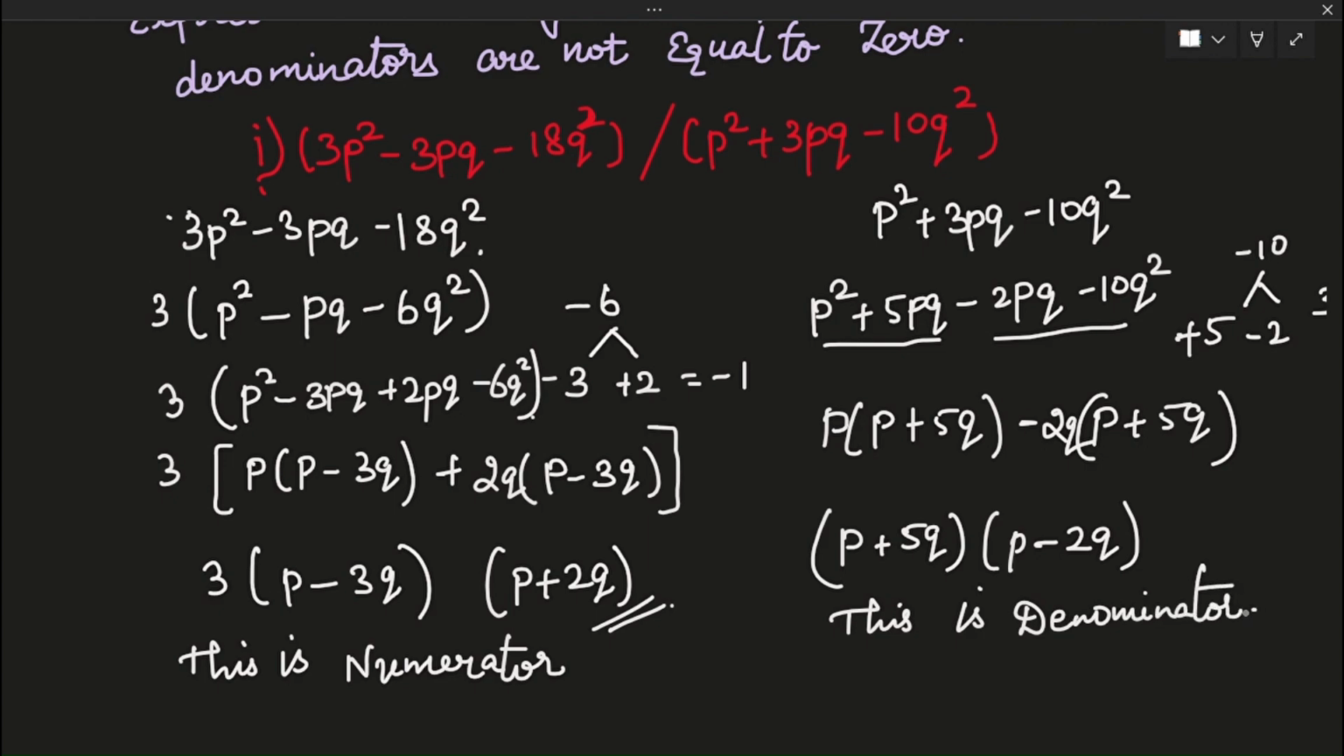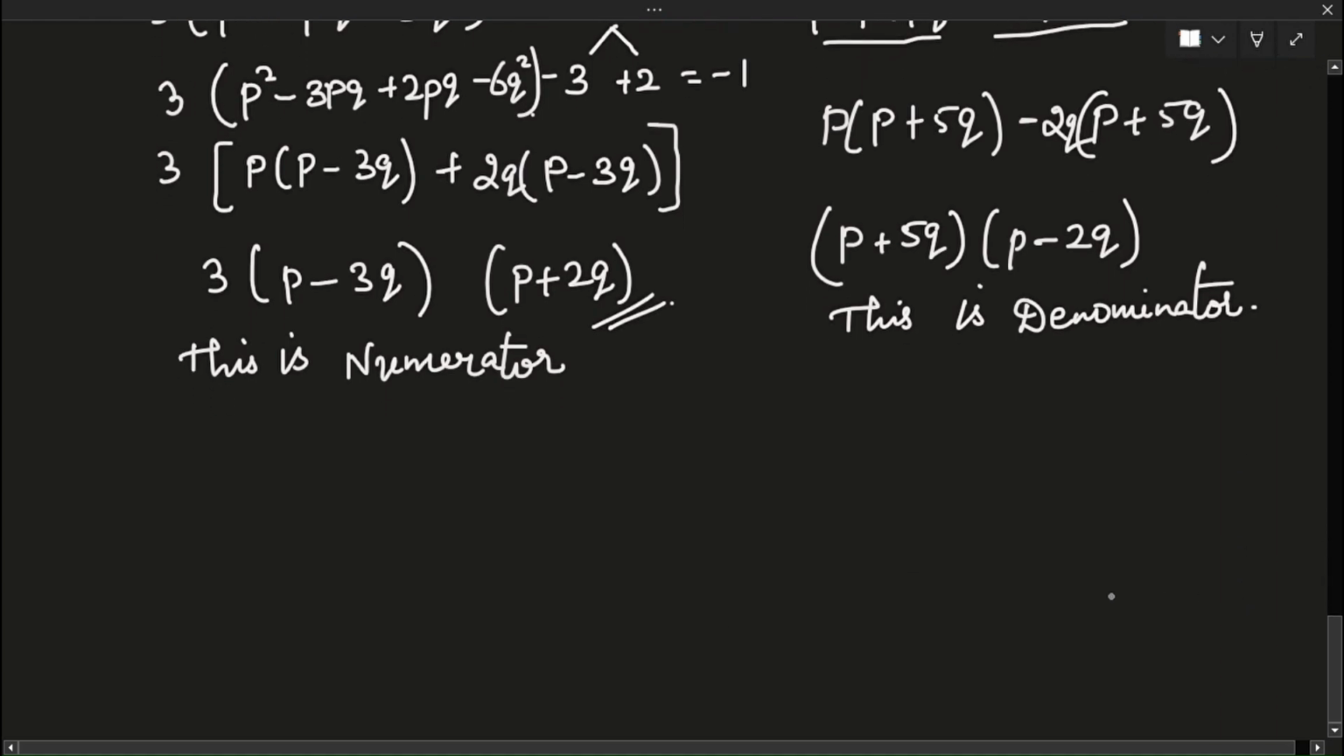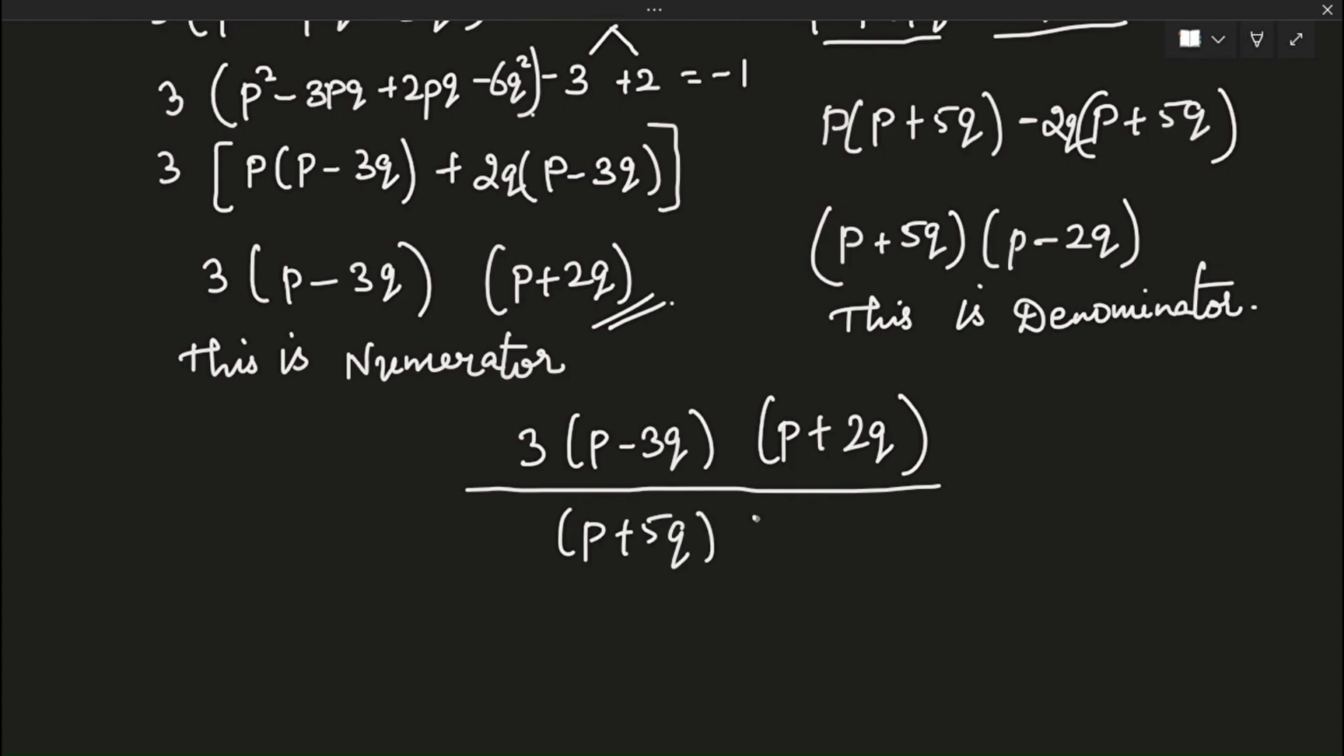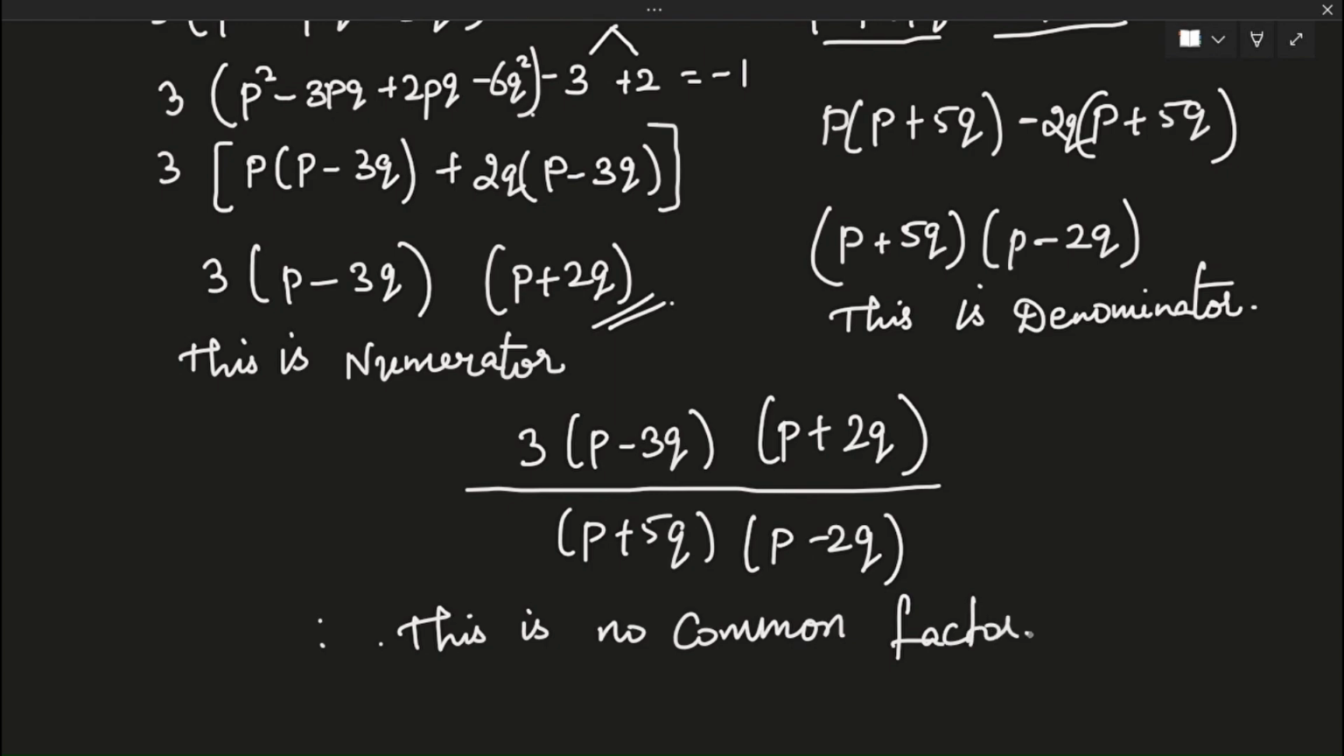Now we will divide numerator and denominator. Okay, so what is our numerator? 3 of p minus 3q plus 2q divided by p plus 5q, p minus 2q. Anything shall be cancelled? No. So no common factor. Therefore, there is no common factor.